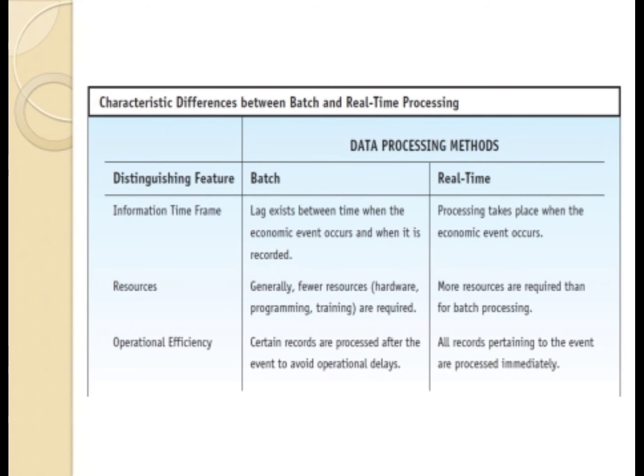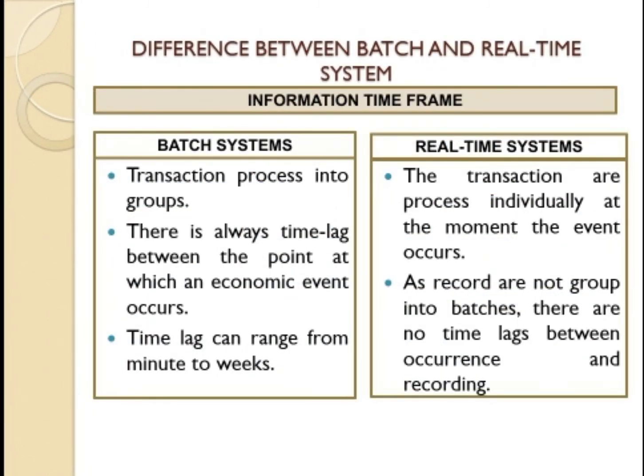Kasi pag real-time system, mas madaming kailangan in terms of computing power kasi dapat real-time transaction mangyayari. Dapat naka-open online yung system mo kahit walang transaction because hindi naman natin masasabi kung kailan mangyayari yung actual transaction. So, dapat laging open yung ating system. Next is operational efficiency. In batch system, certain records are processed after the event to avoid operational delays. In real time, all records pertaining to the event are processed immediately naman.